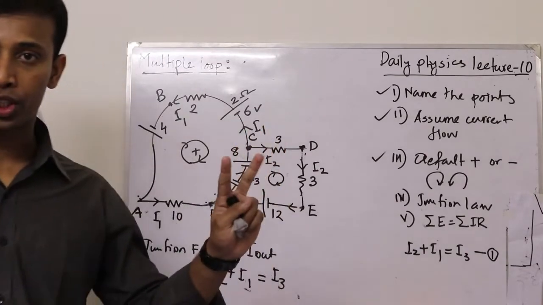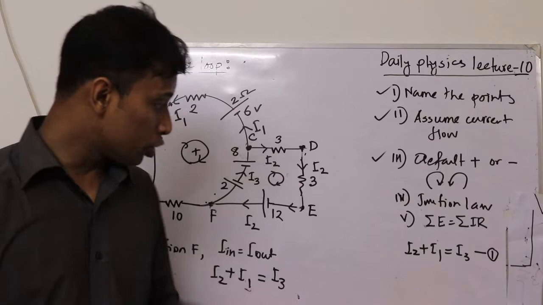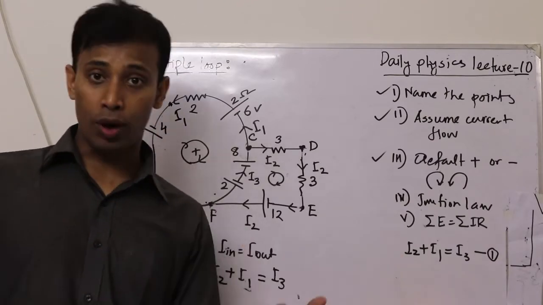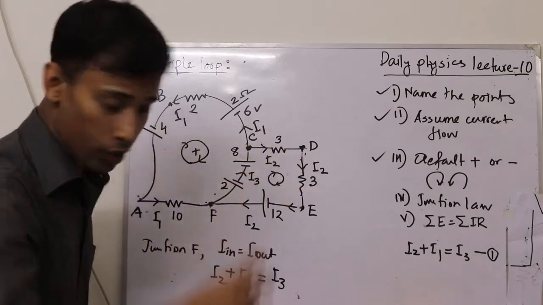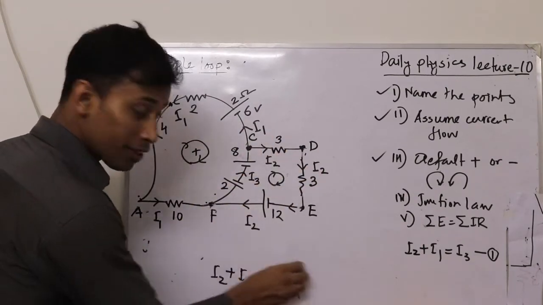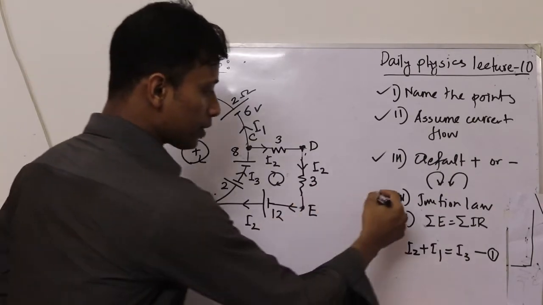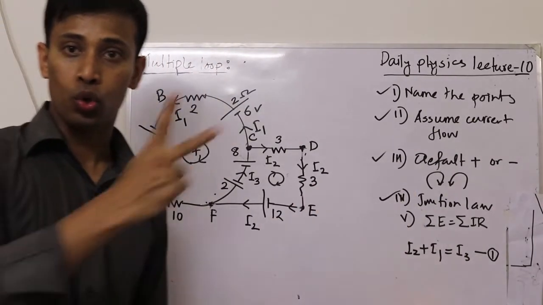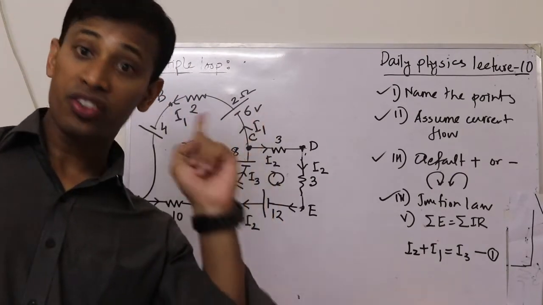Now we need 2 equations to get all current flows, because if I can get I1, I2, or I2, I3, or I1, I3, I can get the other. Right? So now we need 2 equations. For that, we have to use step 5, that is Kirchhoff's second law, twice in 2 loops. So now the trick.